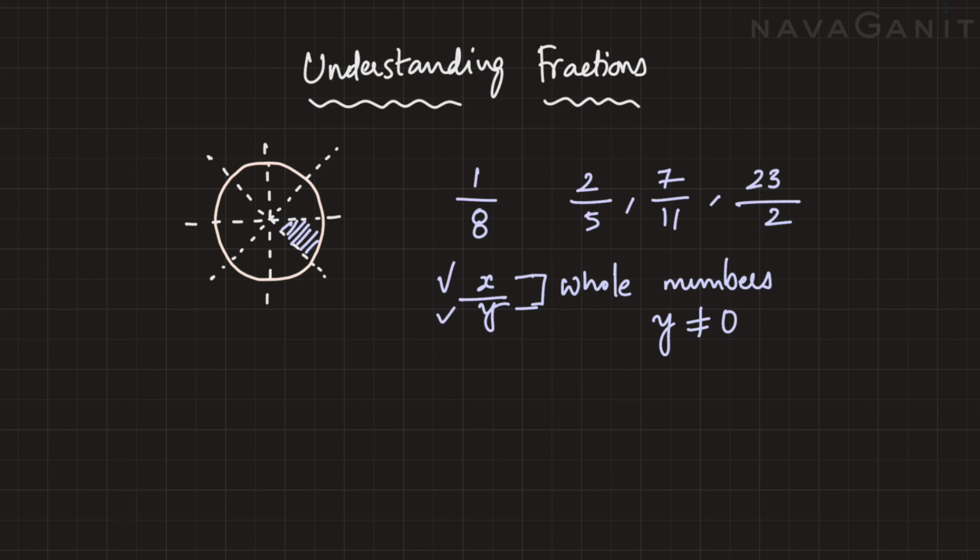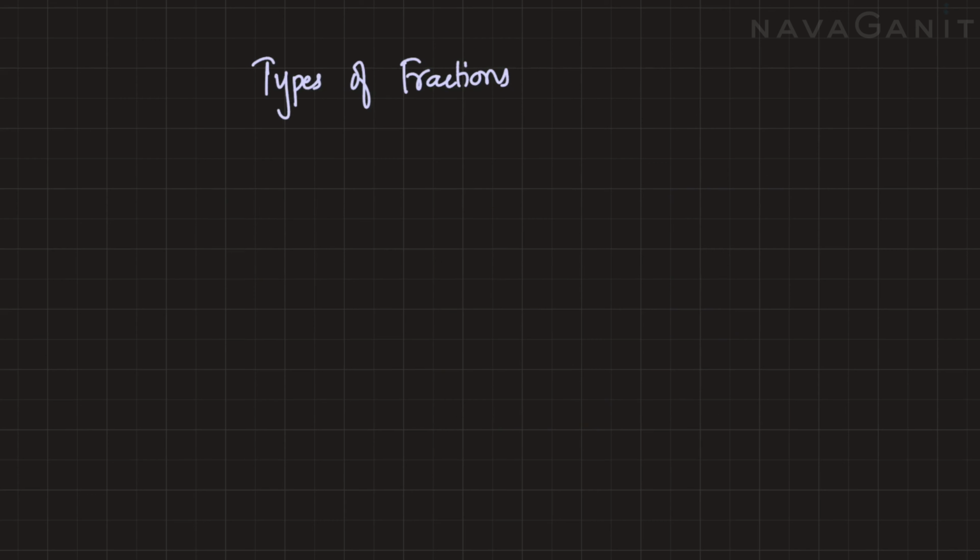X and y are whole numbers, and in this case x is referred to as the numerator and y is called the denominator. So numerator is basically the part and denominator shows the total parts in the whole. Let us look at various types of fractions.